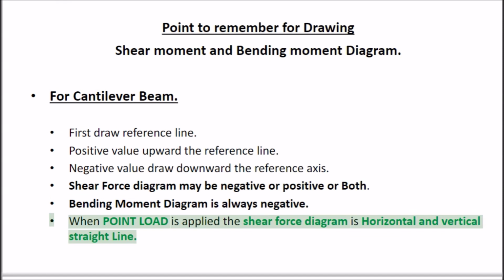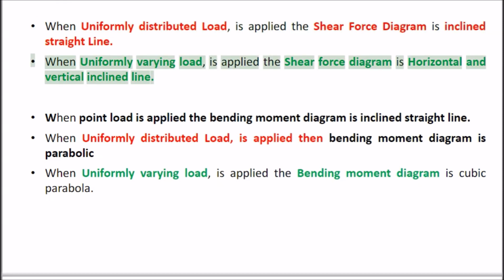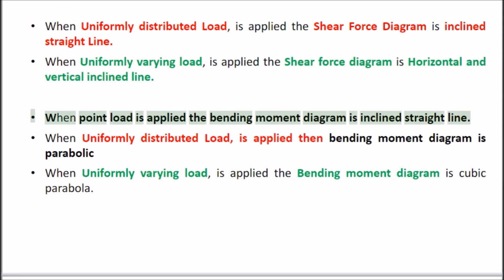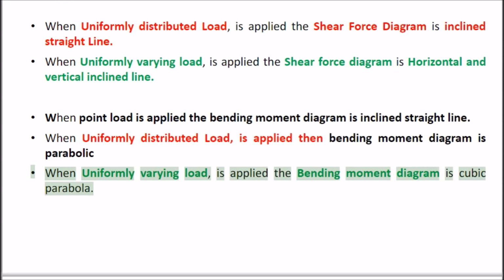When a point load is applied, the shear force diagram is horizontal and vertical straight lines. When a uniformly distributed load is applied, the shear force diagram is an inclined straight line. When a uniformly varying load is applied, the shear force diagram is an inclined line. When a point load is applied, the bending moment diagram is an inclined straight line. When a uniformly distributed load is applied, the bending moment diagram is parabolic. When a uniformly varying load is applied, the bending moment diagram is a cubic parabola.